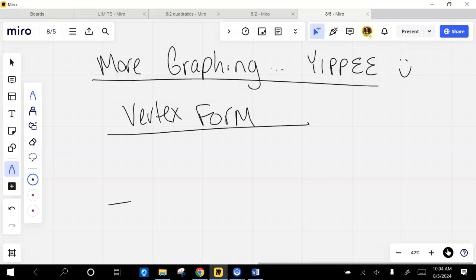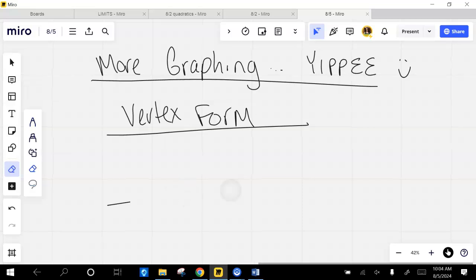Okay, so y'all got to quadratics in Algebra 1? The vertex form of a quadratic, let me show you what it looks like, and then I'll show you how to graph it. I think y'all can handle this.